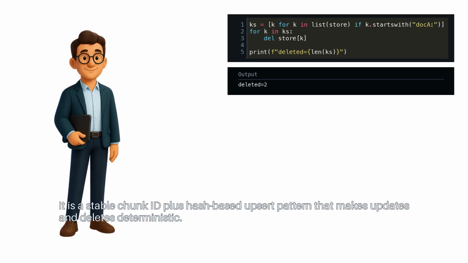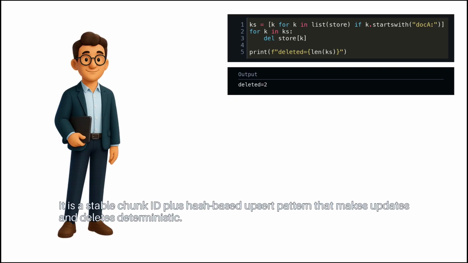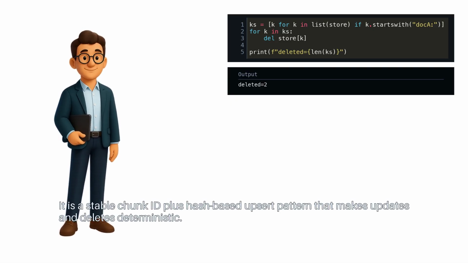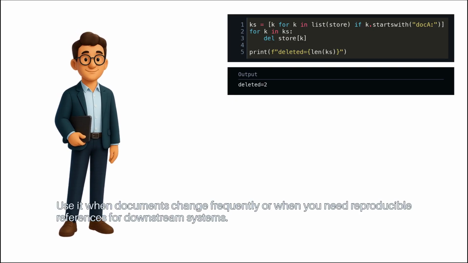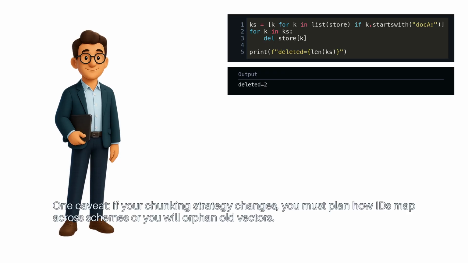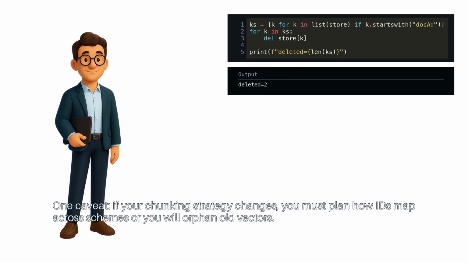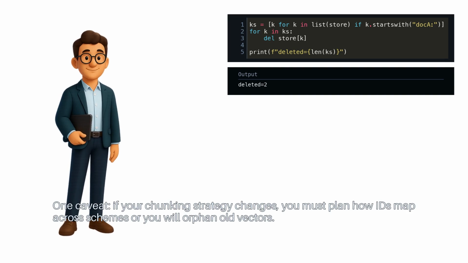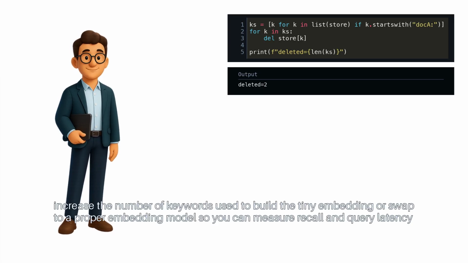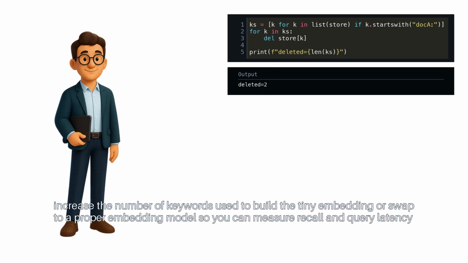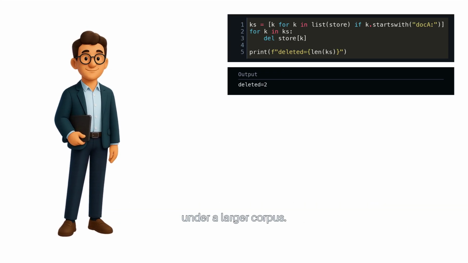It is a stable chunk ID plus hash-based upsert pattern that makes updates and deletes deterministic. Use it when documents change frequently or when you need reproducible references for downstream systems. One caveat: if your chunking strategy changes, you must plan how IDs map across schemes, or you will orphan old vectors. Next step: increase the number of keywords used to build the tiny embedding, or swap to a proper embedding model so you can measure recall and query latency under a larger corpus.